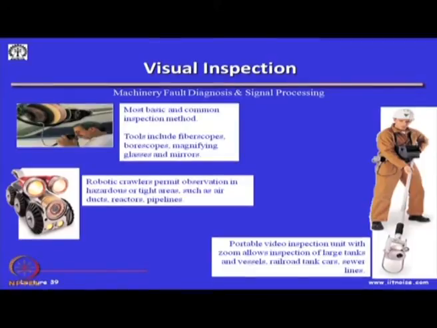cameras, magnifying glasses and mirrors, and of course, now we also have portable video cameras which can be put in robots and then inspect places where it is humanly not possible for somebody to go in. For example, inside a pipeline which is conveying crude oil or some sort of liquid, we would like to inspect the internals. So, we can move in a camera, robotic controlled cameras. So, these are what people also use for NDT visual inspection techniques.